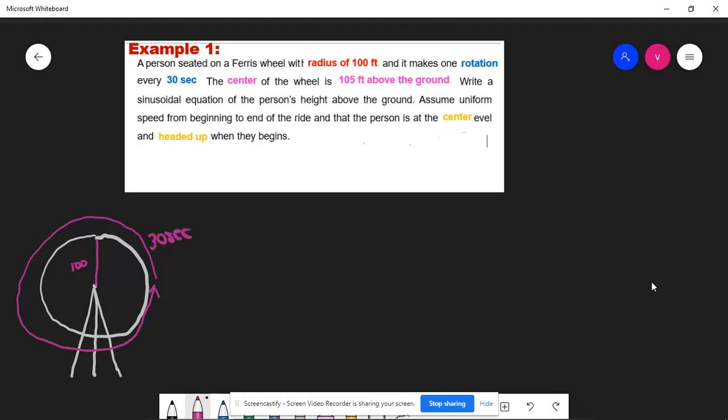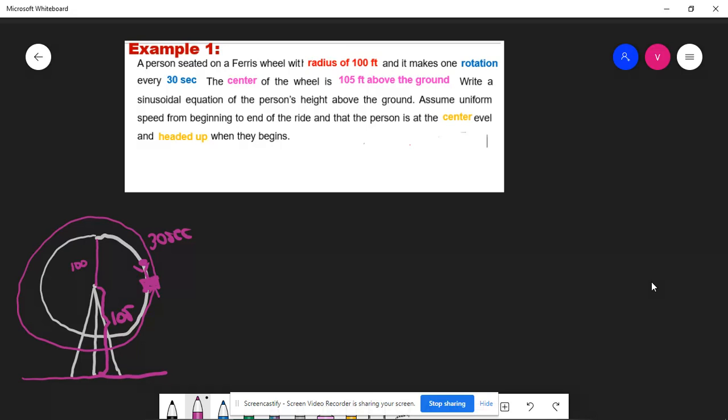The center of the wheel is 105 feet above the ground, from the center to the ground, right? There's the ground down there, 105. And it says to write a sinusoidal equation of the person's height above the ground. Assume uniform speed from beginning to end of the ride. The person is at the center. So the person's somewhere here at the center, right? Here's your person.